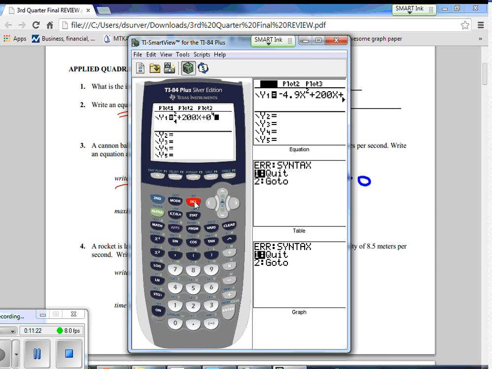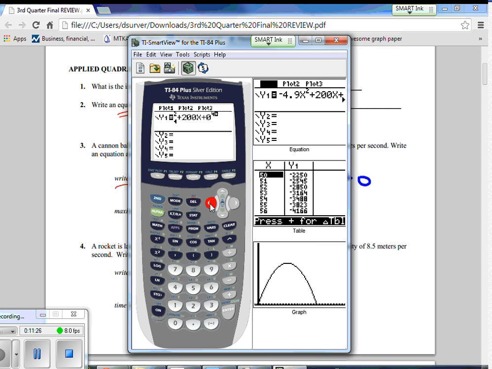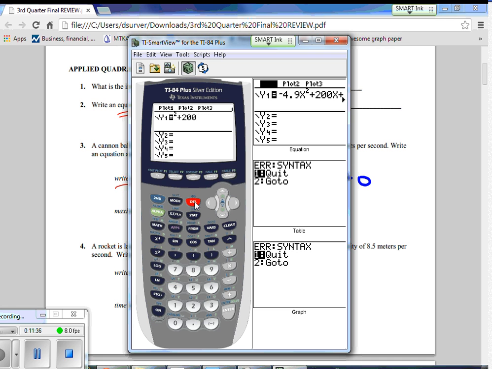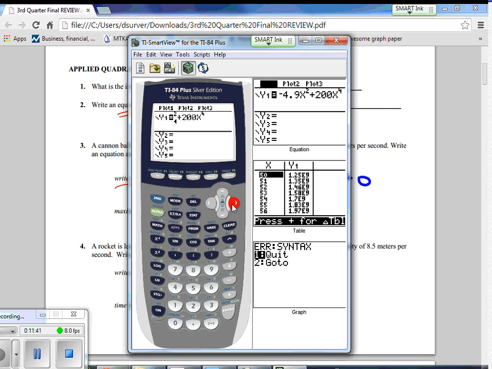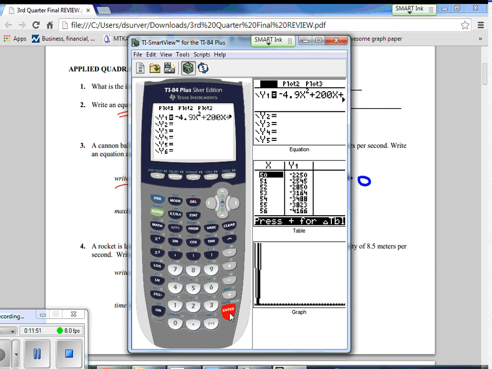And I don't want 0 to the 4th. There's no reason for that. In fact, I'm just going to delete this whole term here. Come on. Why won't it get rid of the 4th power? Plus, thank you, 0 and, there we go. Okay. That's why mine looked different than some of yours, because I had extra stuff in my equation.